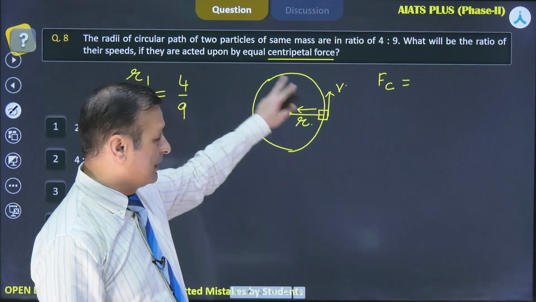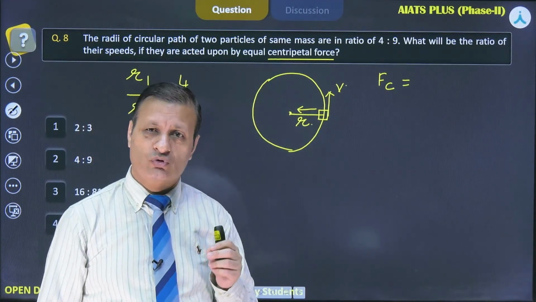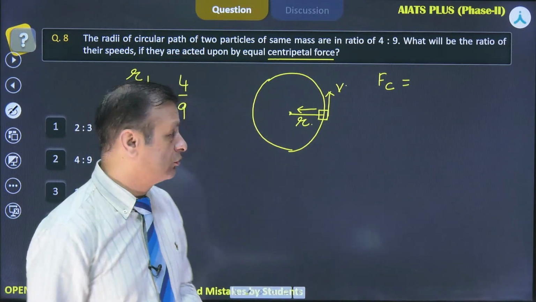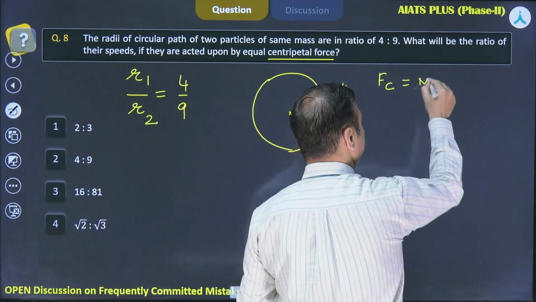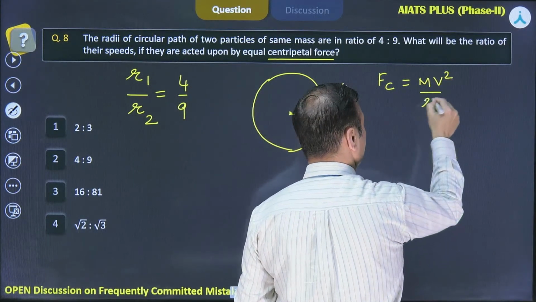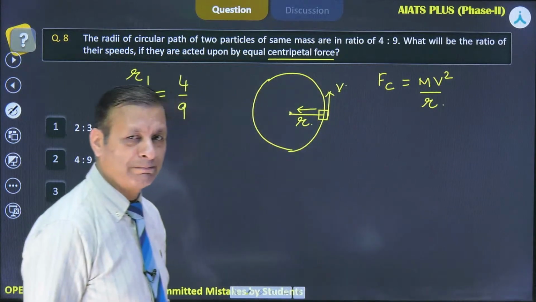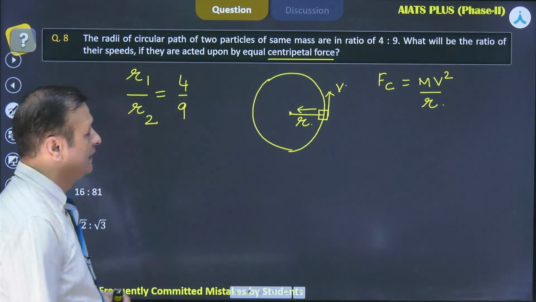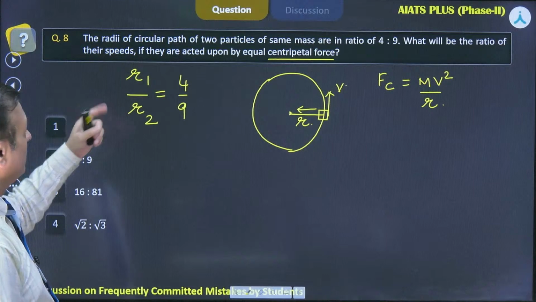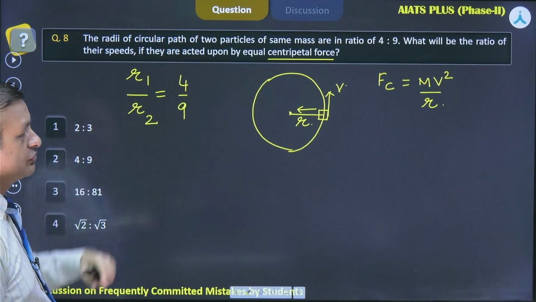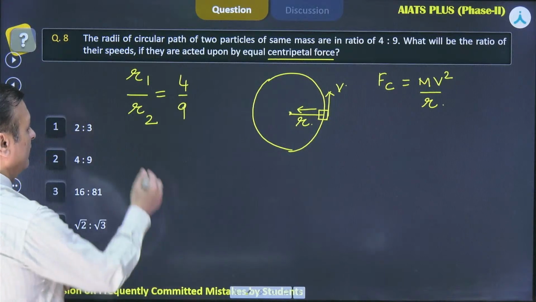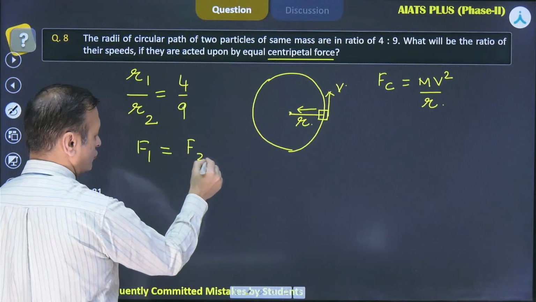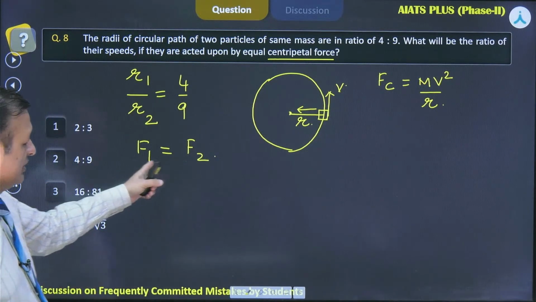So whenever a particle is there, this centripetal force will play and will help the particle to move in the circular path. And this centripetal force is given to you as mv square by r only. So this is the formula for the centripetal force. Got it? Now the question is, we have two particles and the radius ratio is given to us. They are acted upon by equal centripetal forces. So we have forces F1 and F2.